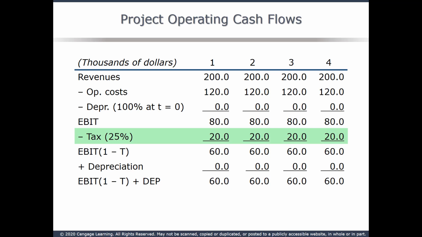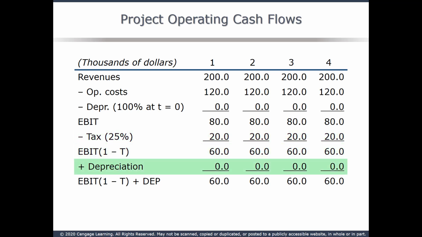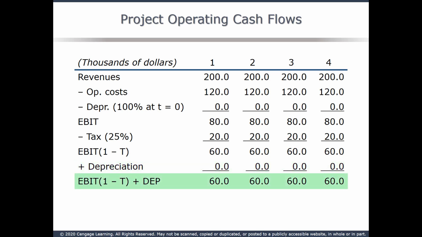Taxes, 25% of EBIT. Subtract taxes. Add back depreciation. It's a non-cash expense that must be considered for tax reasons, but we're solving for cash flow. It's included here as a reminder of the add-back. Operating cash flows are the bottom line.